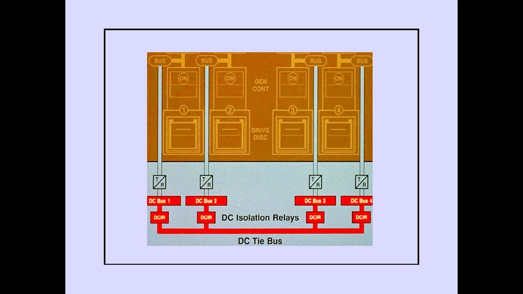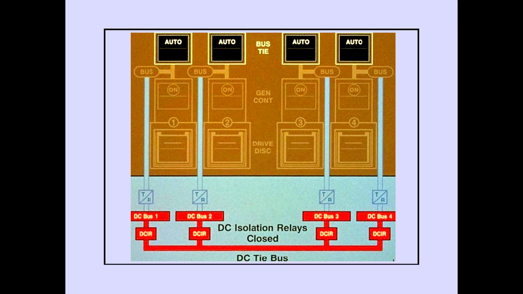Each DC bus is connected to the DC tie bus through a DC isolation relay. With the bus tie switches in auto, the DC isolation relays are closed, connecting the respective DC bus to the DC tie bus.